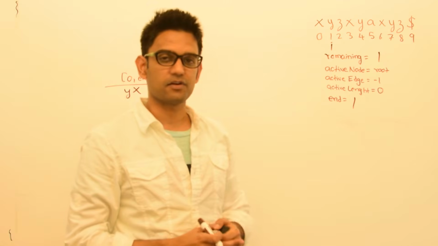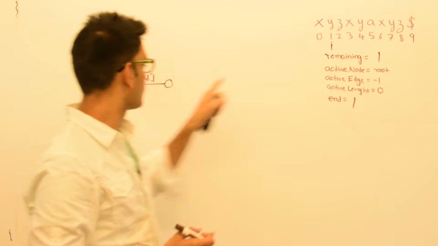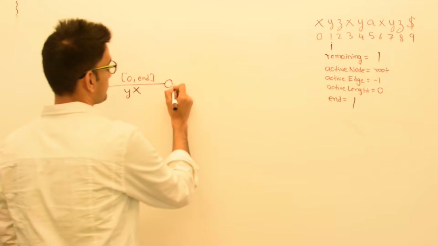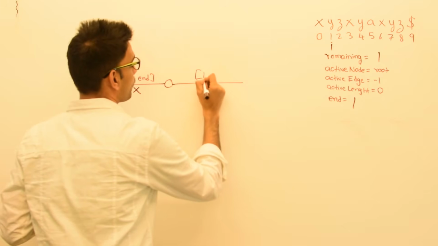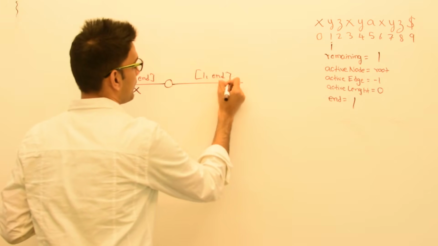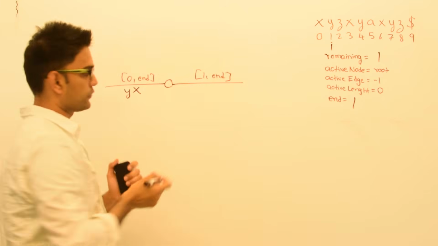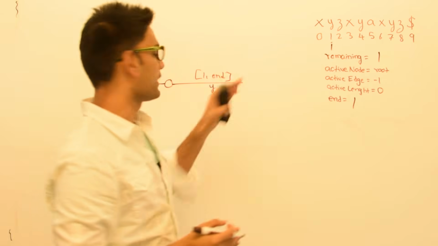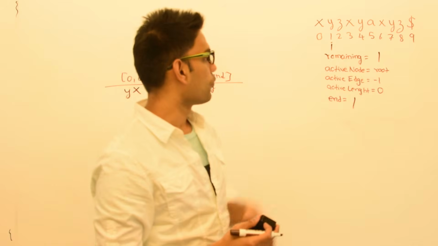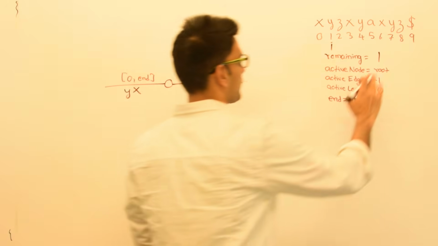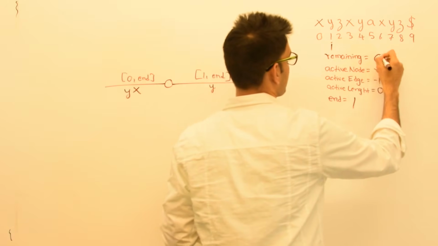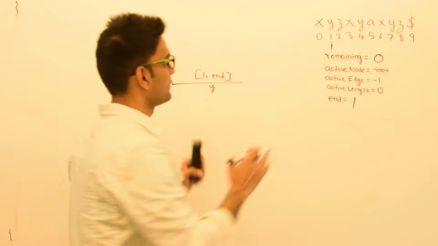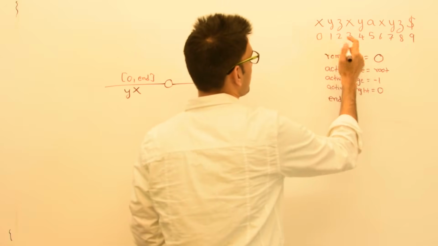Then, since the active length is 0, we check, is there a path from root starting with y? There is none, so we create 1, and that will be 1 comma end. Again, we're just going to store y for our convenience. Then, since we created a new leaf edge, we decrement our remaining by 1, so remaining becomes 0. As soon as remaining becomes 0, we break out of the while loop and start the next phase. So then I becomes 2.